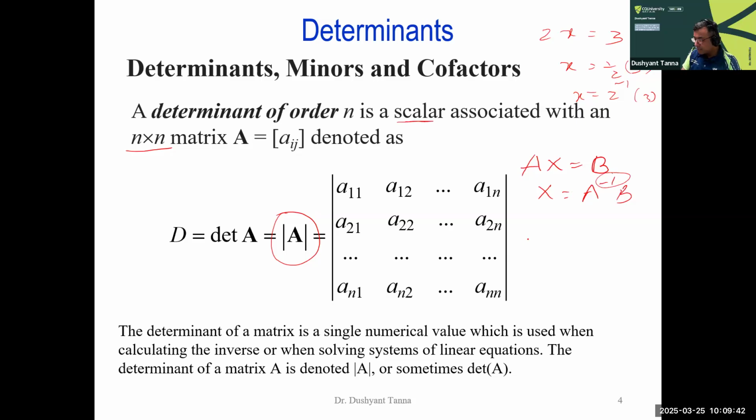How do you find the inverse of a matrix? That is the adjoint of A divided by mod A. That mod is the determinant of A. So that is very essential to solve a system of linear equations.